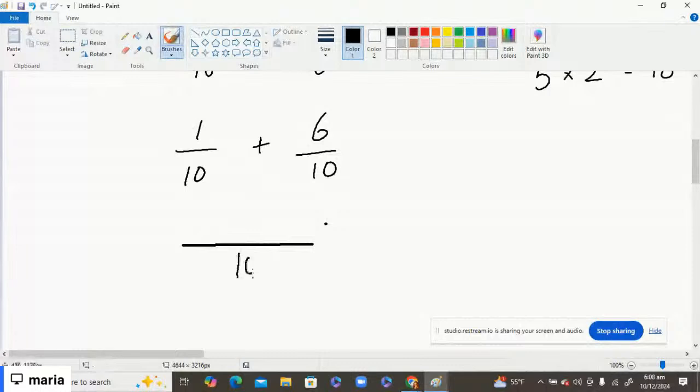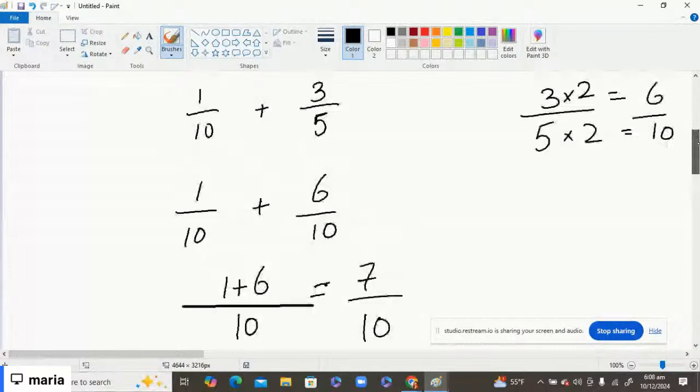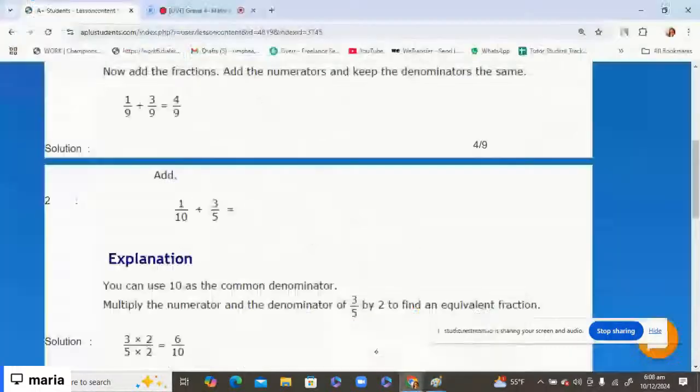So we are just going to put 10 here, because this 10 and this 10 are the same, so we only put one 10 here, and 1 plus 6 on the top. Okay, so 1 plus 6 is 7, and over 10. That is our answer. All right, now let's do some test questions for that.